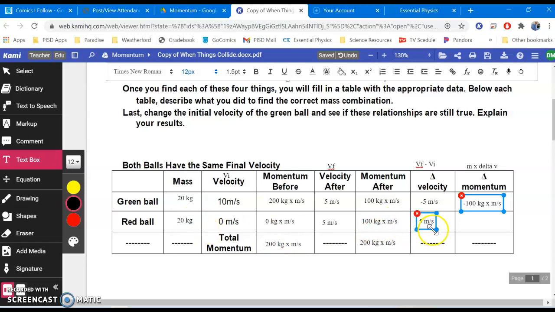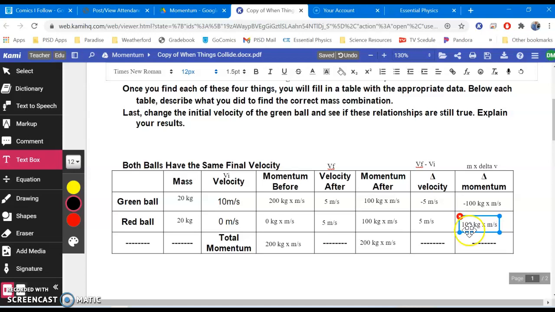Here would be your mass times the change in velocity. So it had a change in momentum of 100 kilograms times meters per second. And so once again, that's why the momentum before and after is the same. This one lost 100 units of momentum. This one gained 100 units of momentum, making it the same.